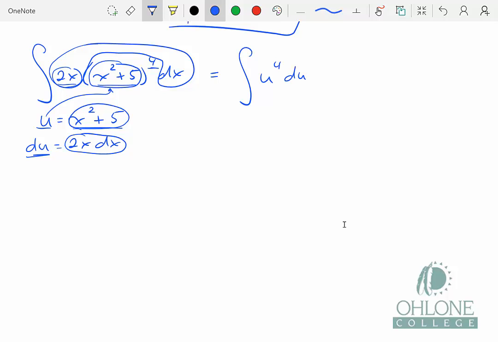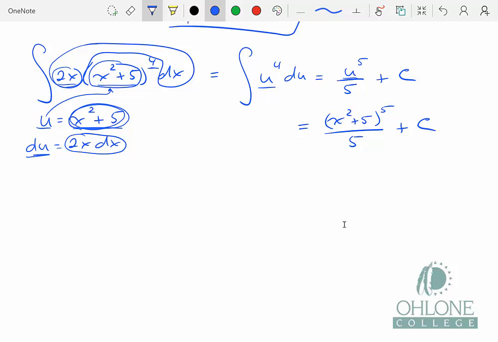You can see that this u substitution made the integral a lot nicer. There's a lot less stuff going on. And this also becomes an easy integral to do because it is just the power rule. So u to the 5th divided by 5 plus c. And then I want to put this back in terms of x. So wherever there is a u, I need to put an x squared plus 5. So x squared plus 5 raised to the 5th power divided by 5 plus c.